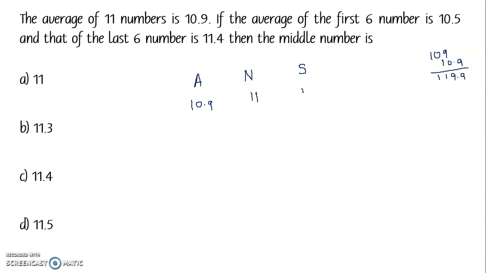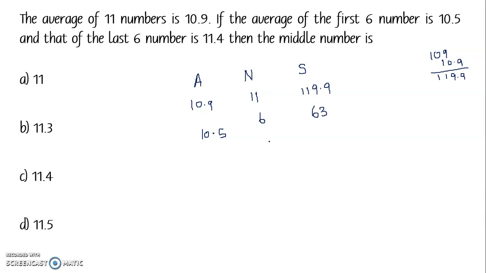So here sum will be 119.9, that is sum of 11 numbers. Then they are given average of first 6 numbers. Okay, so average of first 6 numbers is given as 10.5, so that will be 63. See, 10 into 6, 60. 0.5 into 6 will be 3. I make it as 63.